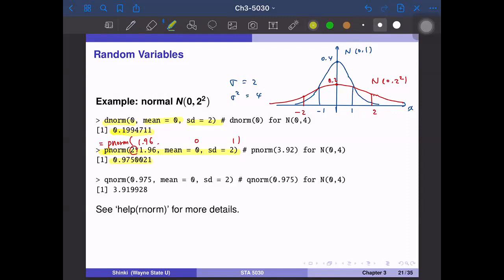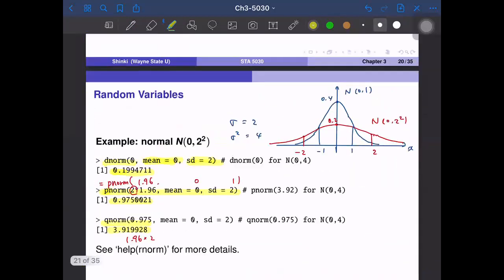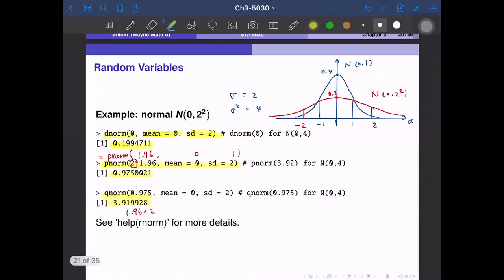And how about the Q norm of 0.975? So the left-hand side area is equal to 0.975, and what's the threshold? That is approximately 1.96 times 2. So actually we get 3.92 approximately. So we can change the mean and standard deviation in these functions. So these are the examples of the R code for normal distribution.